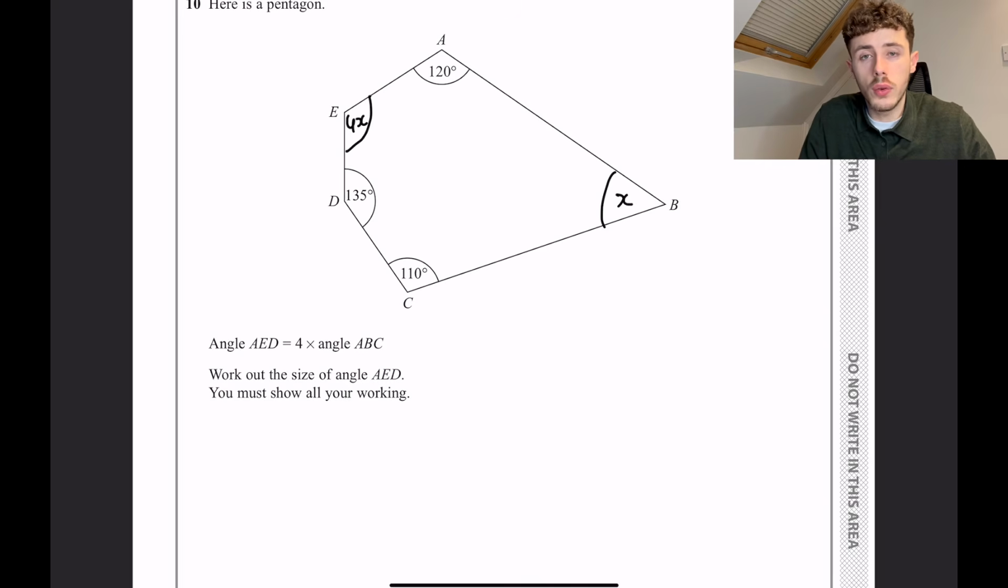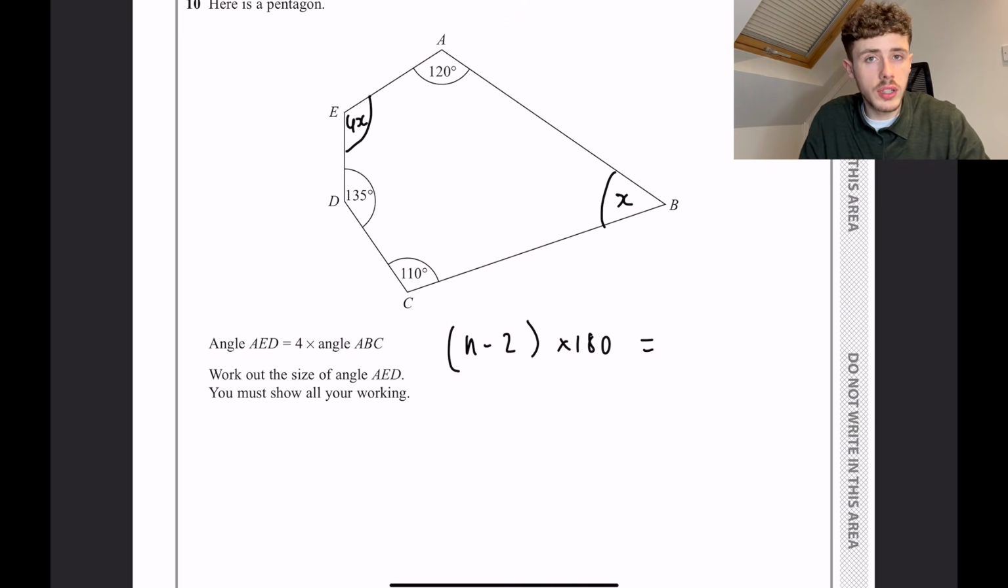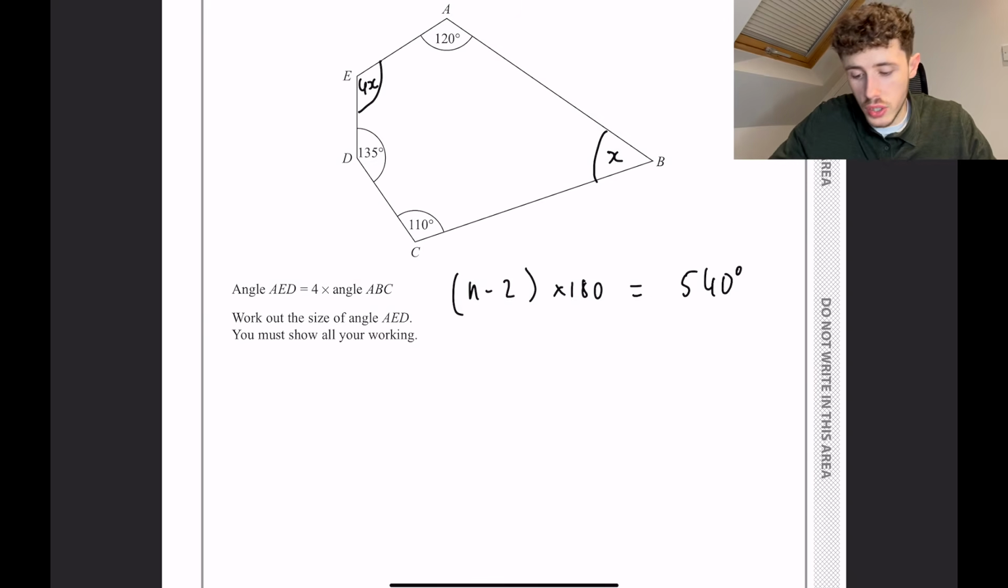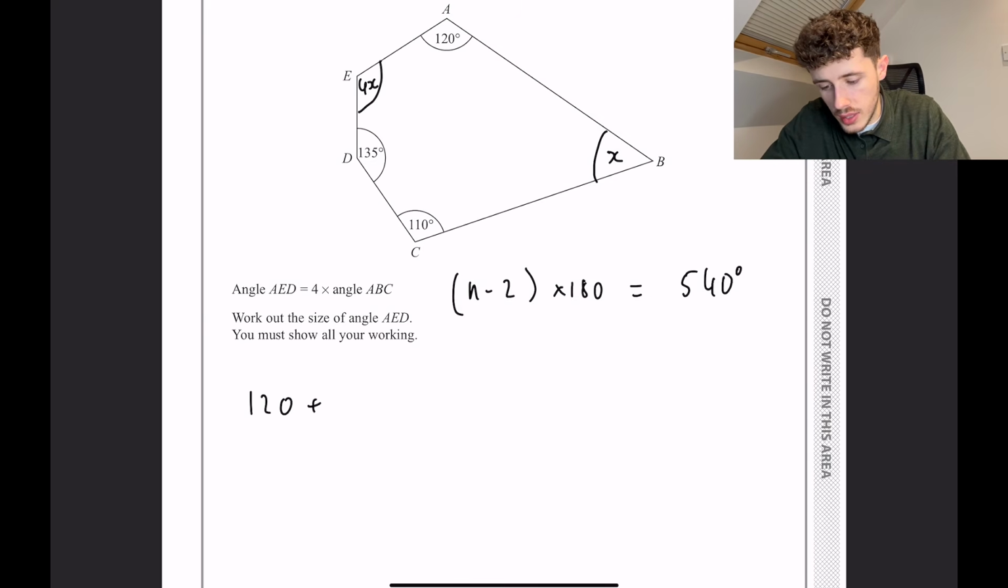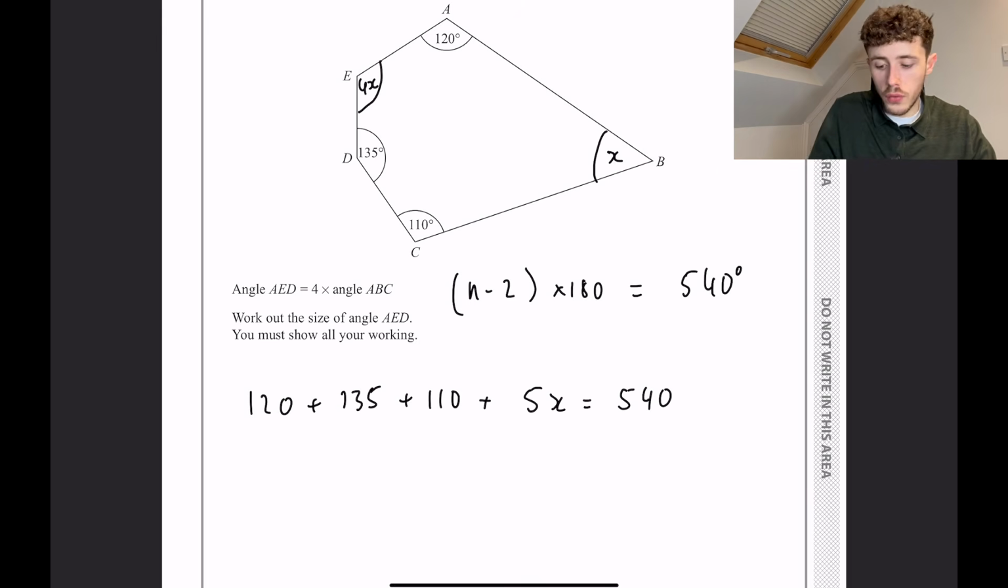Now there's a formula for the sum of the internal angles of a polygon, or a pentagon in this case, and that is n minus 2 multiplied by 180. n is the number of sides on the shape, which is 5 in this case. So 5 take away 2 is 3, times that by 180 is going to be 540 degrees. So now we can create an equation out of this. So we have 120 plus 135 plus 110 plus 4x add x, which is 5x, is equal to 540.